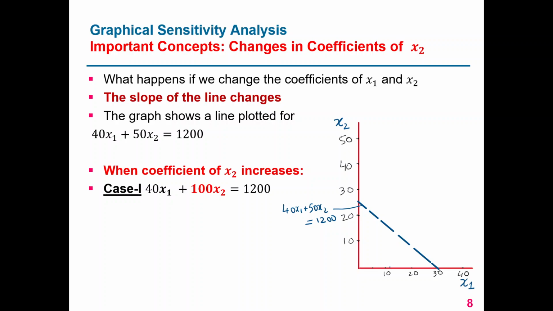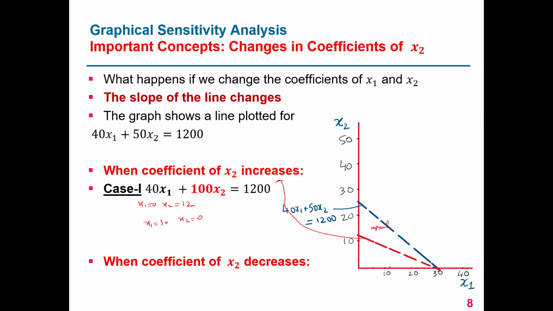This line can be plotted using the same methodology discussed before: when x1 is equal to 0, x2 equal to 12, and when x2 is equal to 0, x1 is equal to 30. This red line shows the situation when the coefficient of x2 is increased, and if you compare this red line with the original blue line, you would see that this line has become flatter. Now we want to see what happens when the coefficient of x2 decreases.